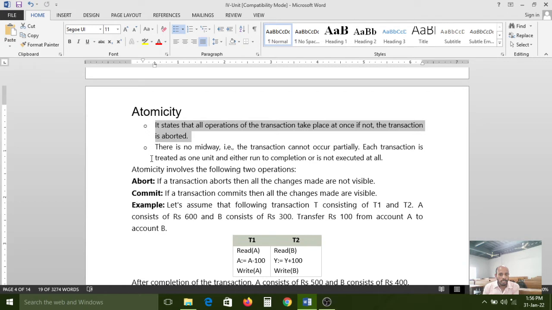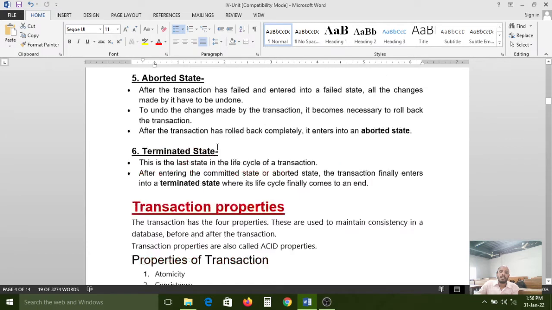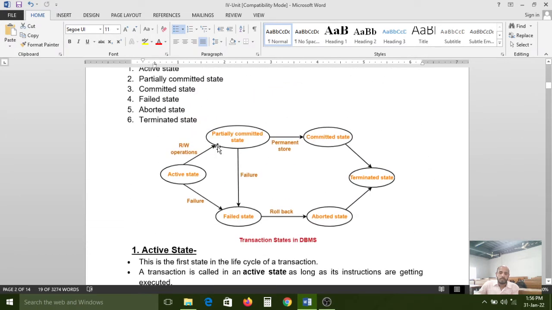If not, the transaction is aborted. So each and every transaction should have to maintain one cycle. In the previous class, we have already discussed the transaction states. So now let us move on to that states concept.